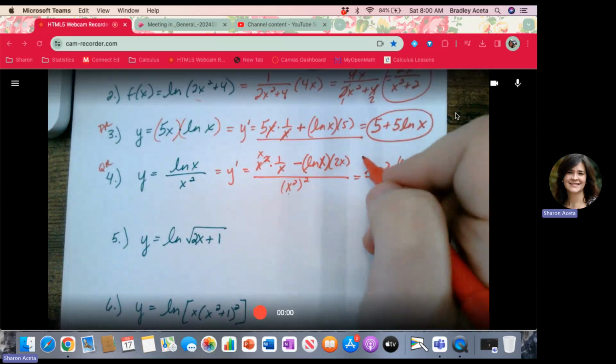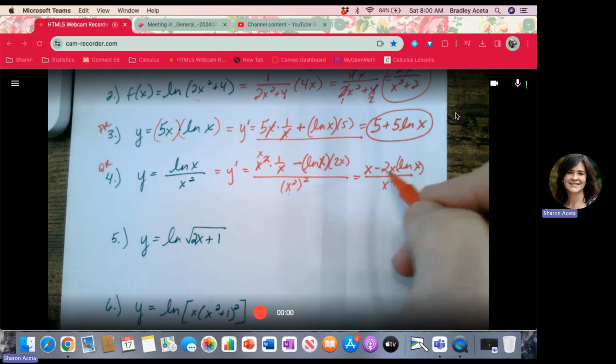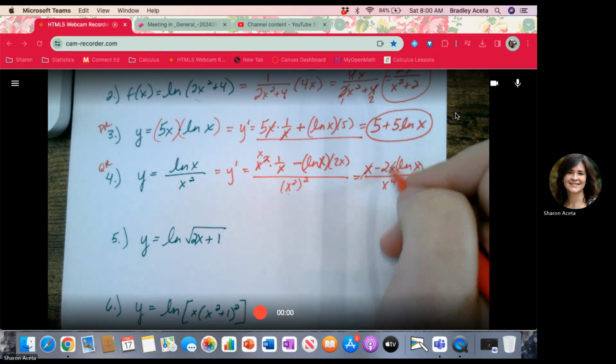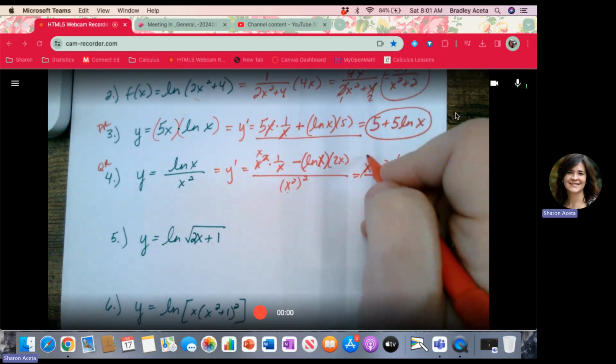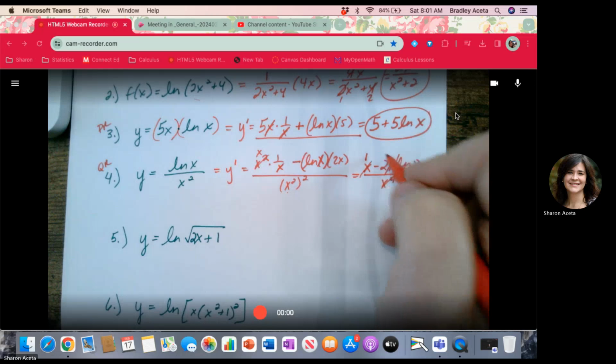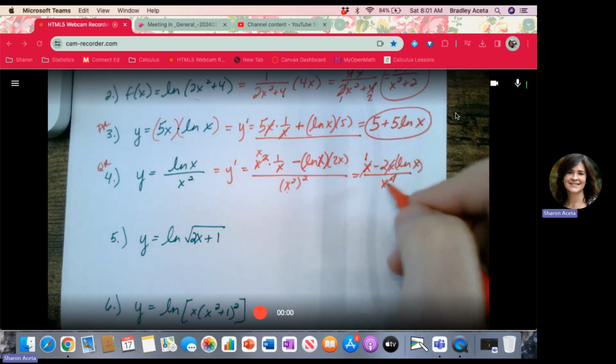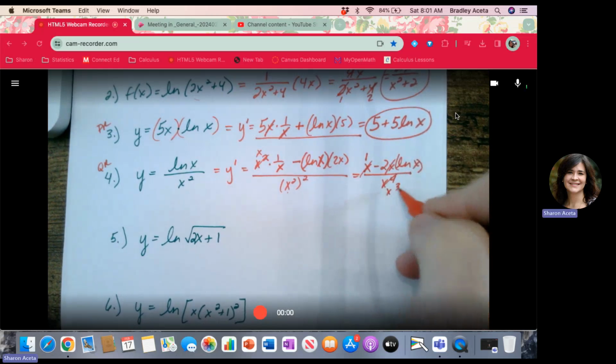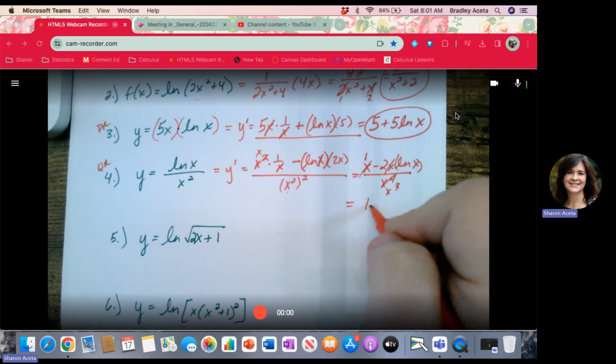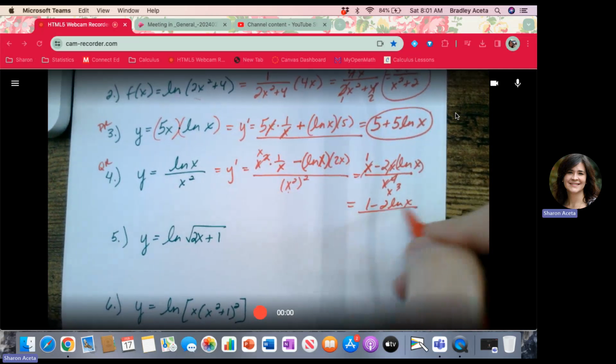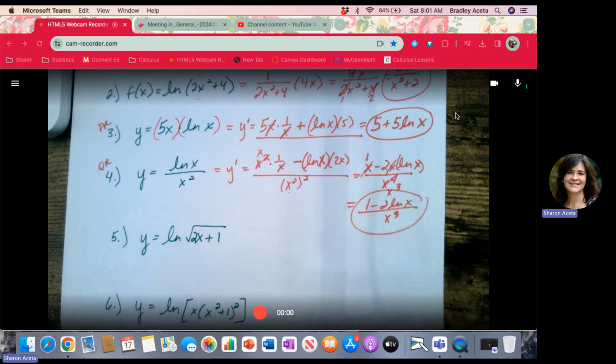So I can divide out an x from each one of these. And your final answer would be 1 right here. The 2 would stay here with the ln x, and this would be x cubed. So let's rewrite that. That would be 1 minus 2 ln x over x cubed. And that would be your answer.